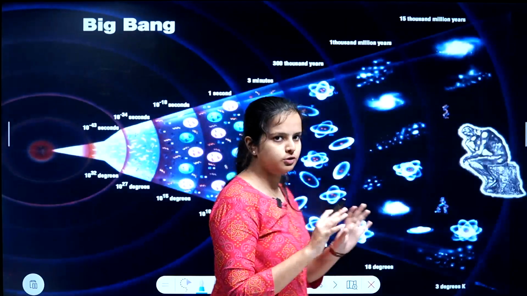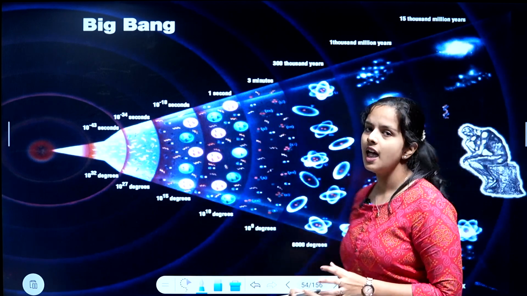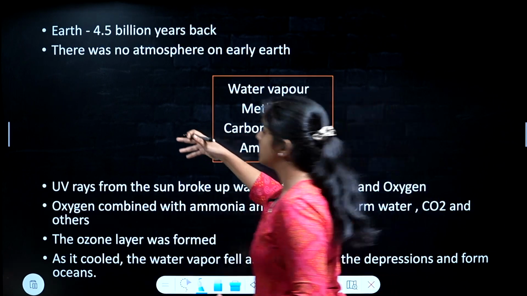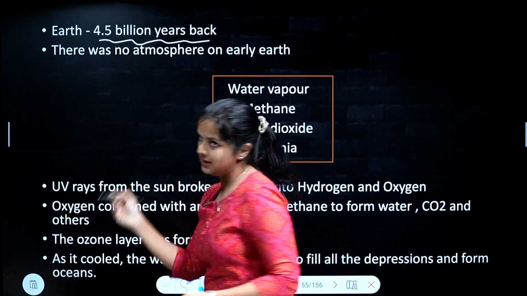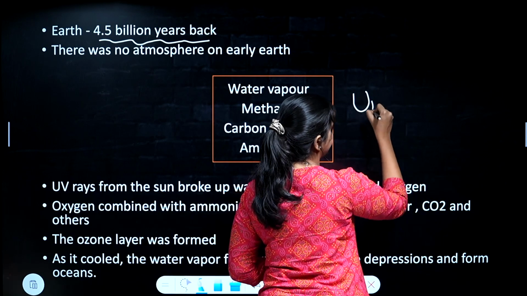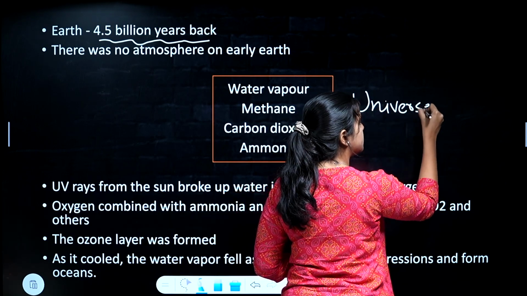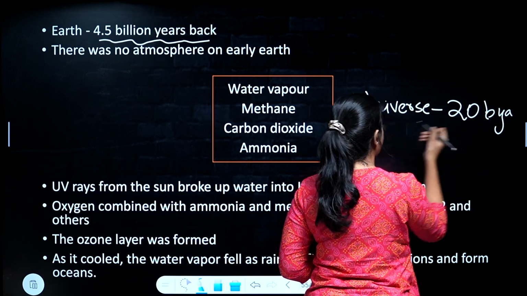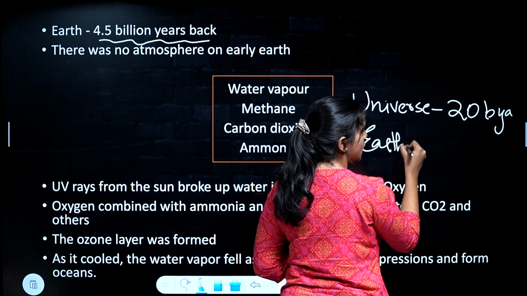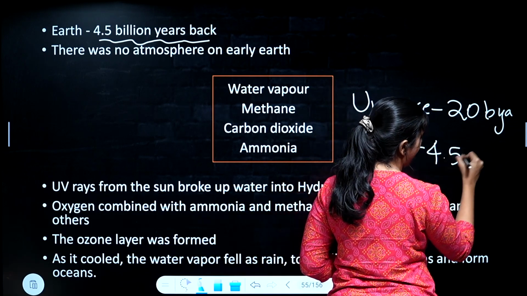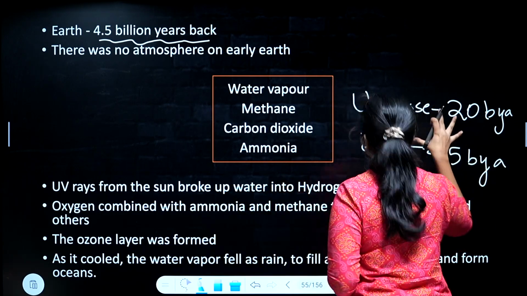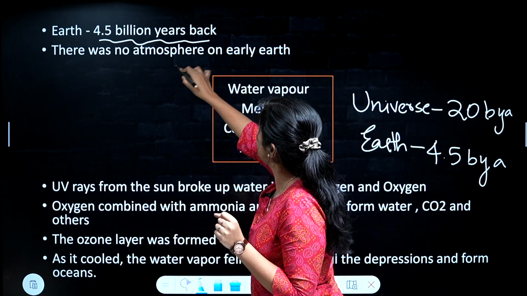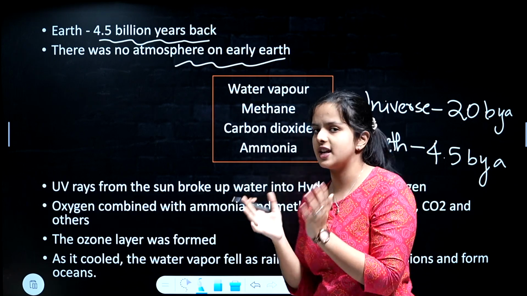So now I guess you've got an idea of how the Big Bang theory happened and how it resulted in the expansion of the universe. If we look at the universe, it originated about 20 billion years ago, and our planet Earth originated about 4.5 billion years ago. Remember these points. At the beginning, during the origin of Earth, there was no atmosphere as we see today.